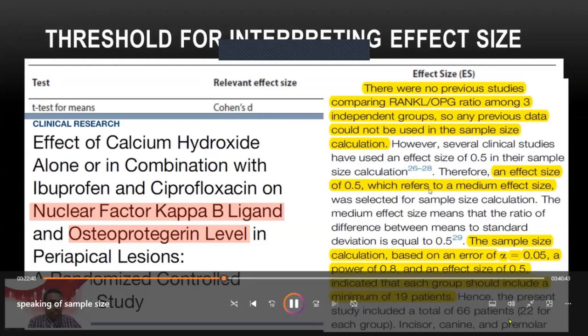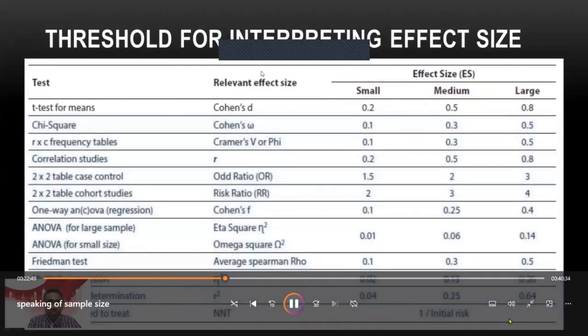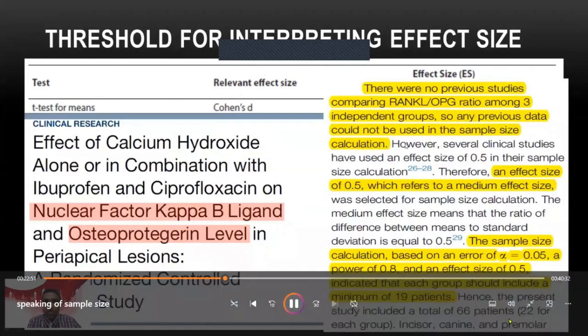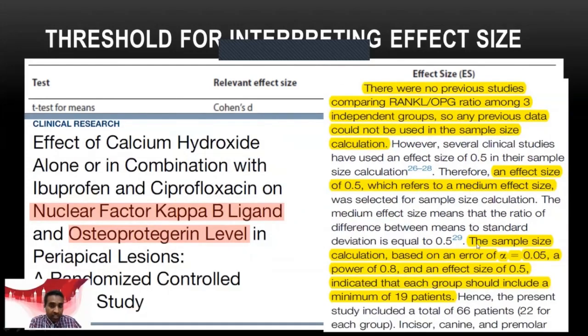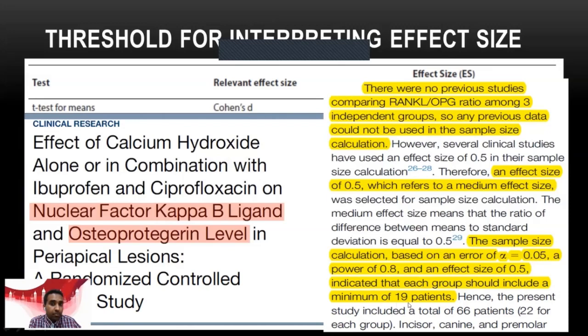Therefore, an effect size of 0.5, which refers to a medium effect size. See here, 0.5 is a medium effect size according to Cohen. So they are using it, and they have given a write-up as follows. The sample size calculation is based on alpha error 0.05, power of 80%, and the effect size is 0.5. This indicated that each group should include a minimum of 19 patients.